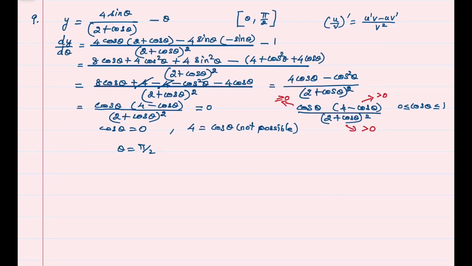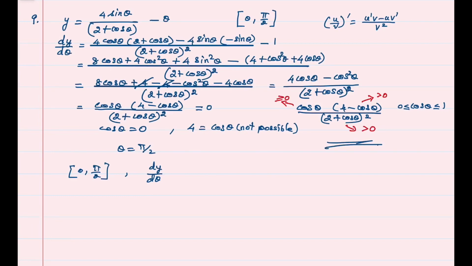So, this critical value is already included in that domain, and we cannot split the domain into sub-intervals because we got only one critical point, which is pi by 2. So, we will keep the whole given domain, closed interval 0 to pi by 2, because we are not able to split it into sub-intervals. We did not get any in-between value. Now, we will check whether dy by d theta is positive or negative in this interval.